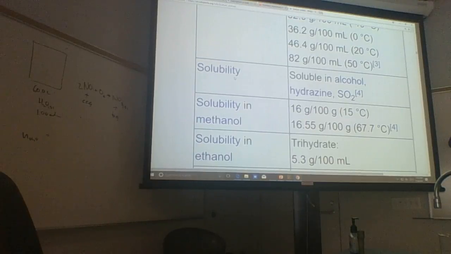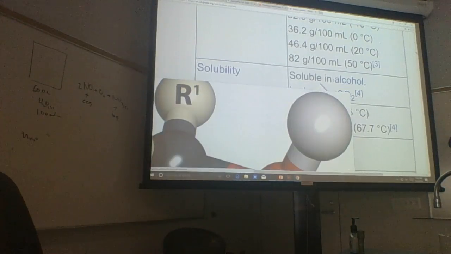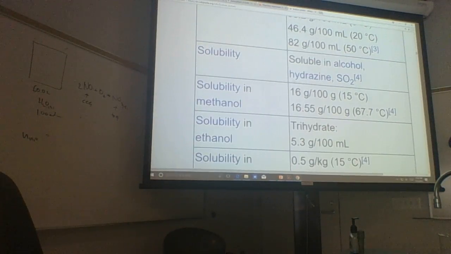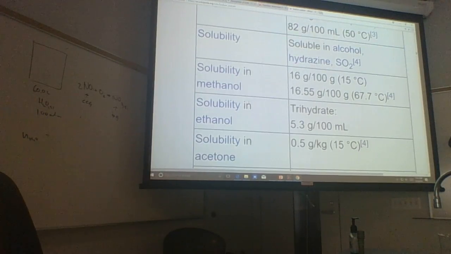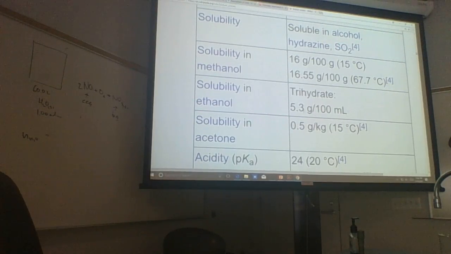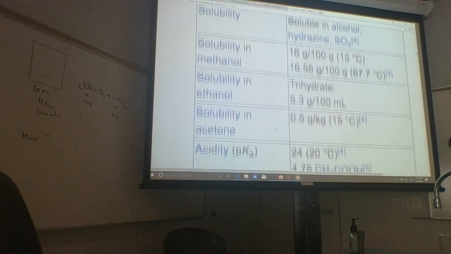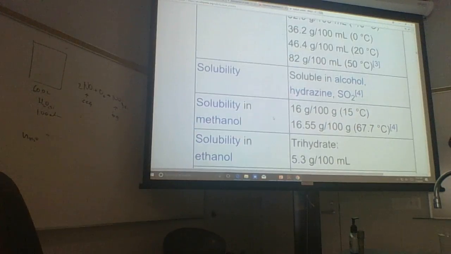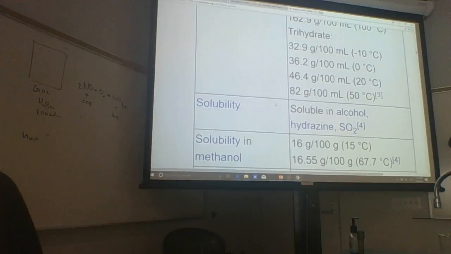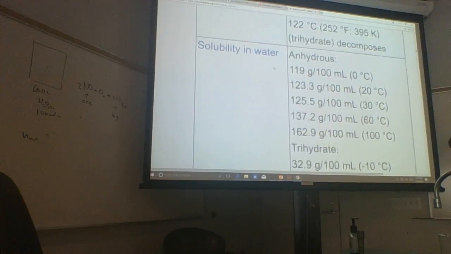They also show solubility in alcohol, solubility in hydrazine, solubility in sulfur dioxide, solubility in methanol. It's pretty soluble in methanol. Solubility in ethanol, a lot less. Solubility in acetone. So there's a lot of different solubilities there. It works best in water.